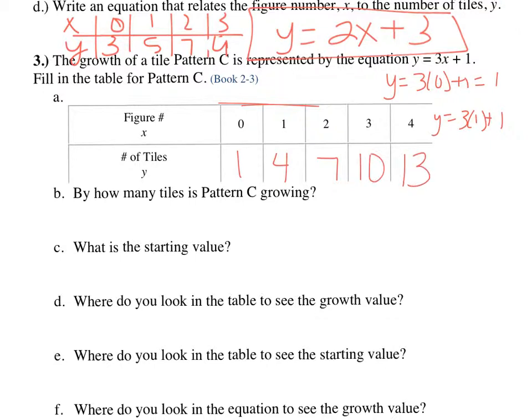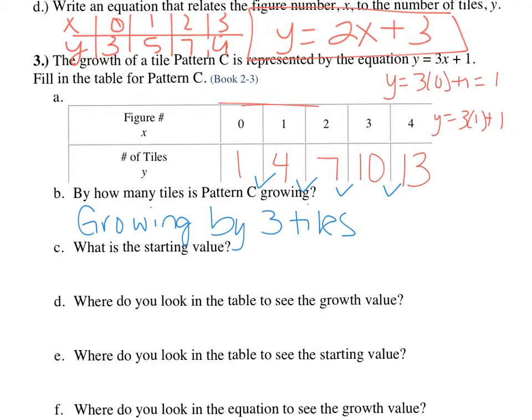So by how many tiles is pattern C growing? If we look at 1 to 4, 4 to 7, 7 to 10, 10 to 13, you will notice that it's growing by 3. So each time it's being added by 3. So growing by 3 tiles. So what is the starting value? Well, that's going to be when x is 0, so it's going to be 1 tile.